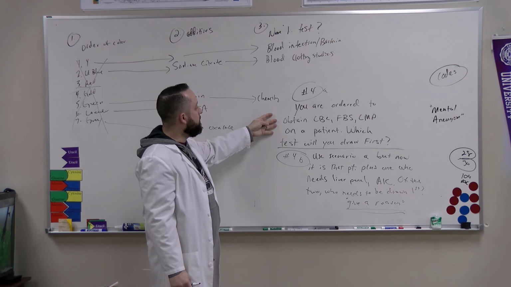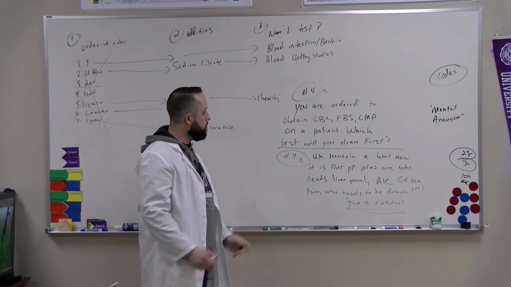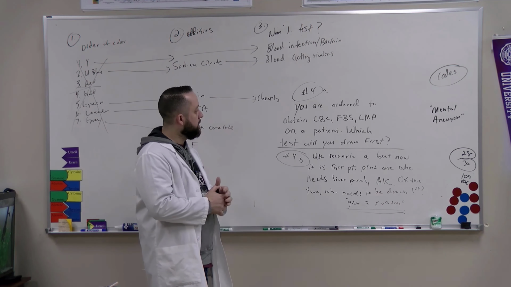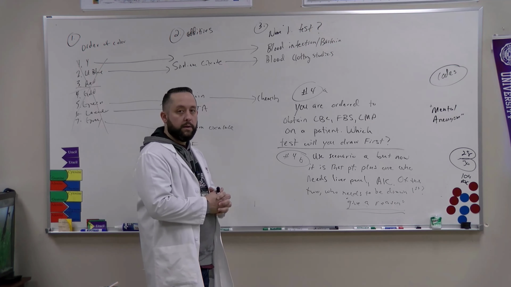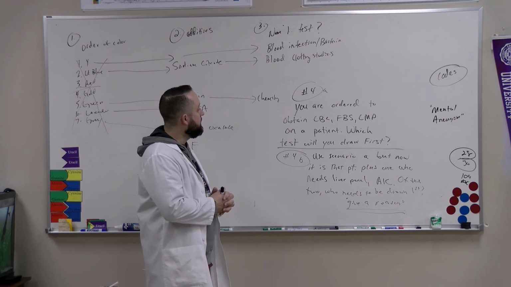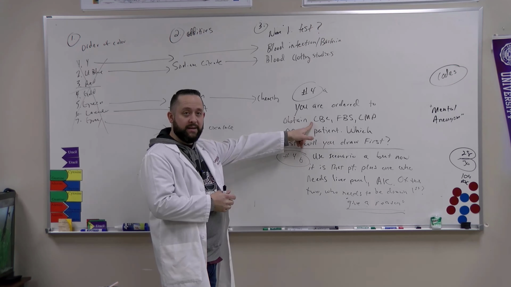What about this one? What did everybody put for this one? Tell me your answers. I put the fasting blood sugar, the CBC, and then the CMP. That's also what I put. I put fasting blood sugar, CMP, then CBC. So everybody put CBC last. No, I put mine second.